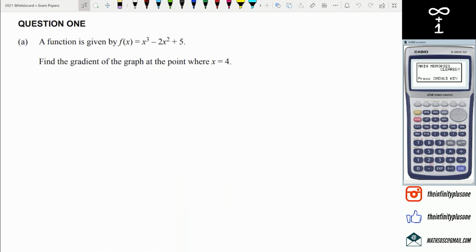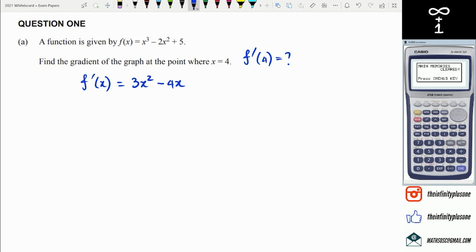All right, guys, so question one is your classic differentiate the equation and find the gradient. We're looking for the gradient of f when x equals 4, so we're looking for f dash of 4. I need to differentiate the function first. x cubed differentiates to 3x squared, and minus 2x squared differentiates to minus 4x. I don't need to worry about the 5 because it disappears into a 0.